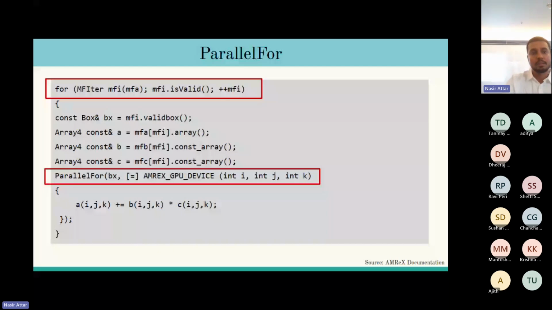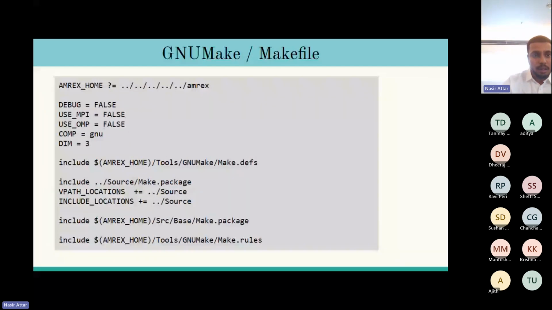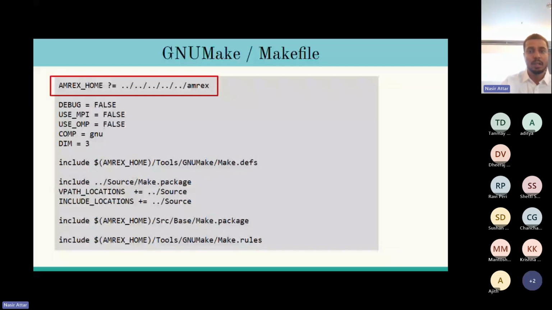So let's move to the next section, that is building the environment. We use GNU makefiles to customize the build process. This includes compiler options, parallelization settings, and other parameters. In the code snippet, we can see that we have provided the address of the AMReX library and also defined the DEBUG, USE_MPI, USE_OMP, COMP and DIM variables.